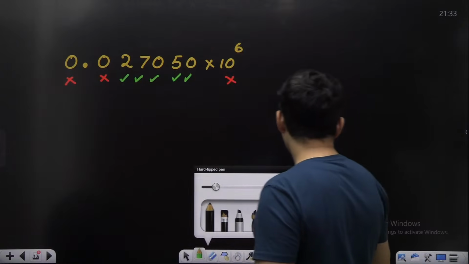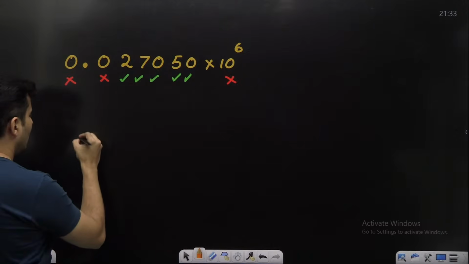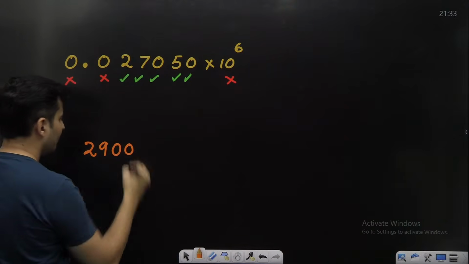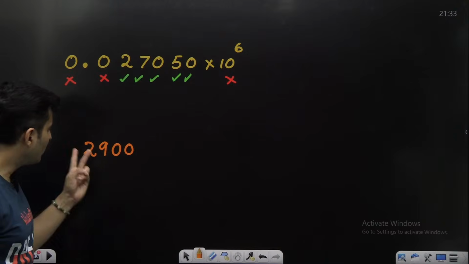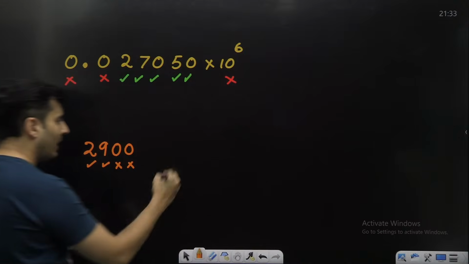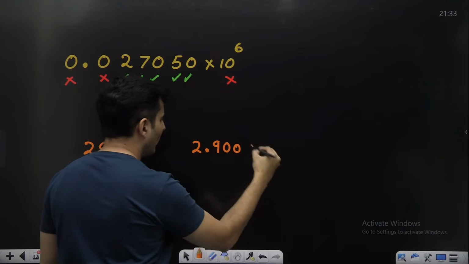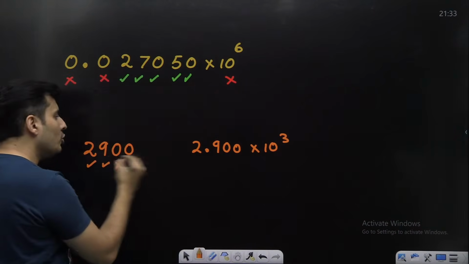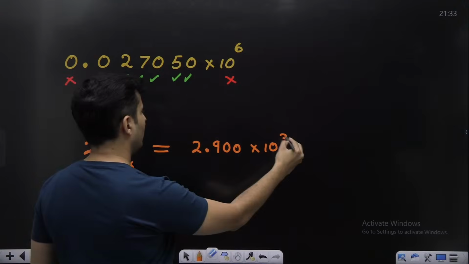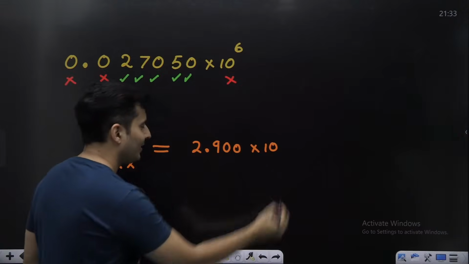Clear? Same way, for example, if I have the number, say, 2900, this has only two significant figures. This has exactly two significant figures. But if I write it something like this, 2.900 into 10 to the power 3. Although numerically they are equal, or I can just put 10 to the power 2, sorry, 10 to the power 3 only.